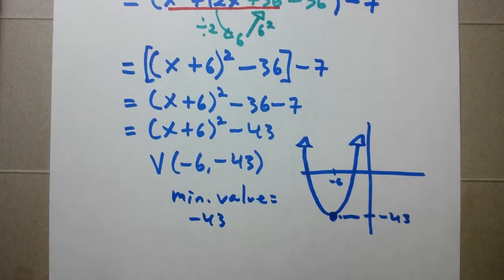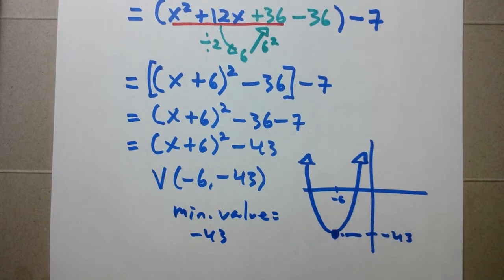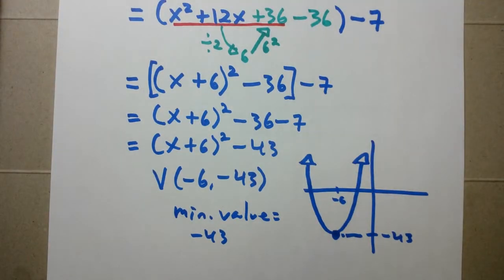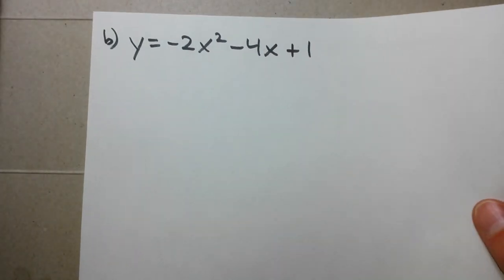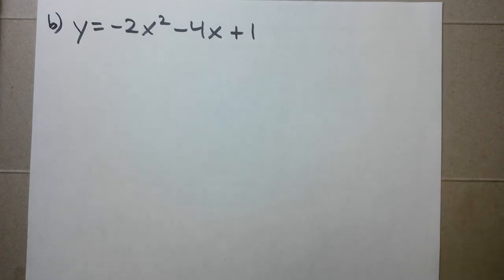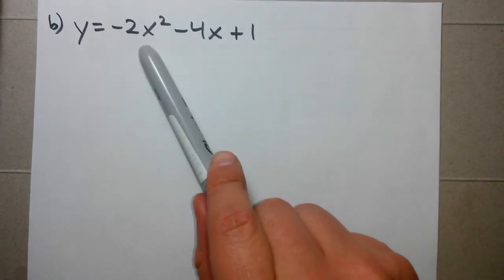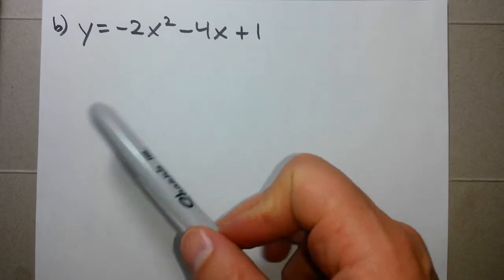Okay, let's look at another example. And we have y equals negative 2x squared minus 4x plus 1. Okay, so now what we have is, well, the leading coefficient in this case happens to be minus 2. So we follow the same process.